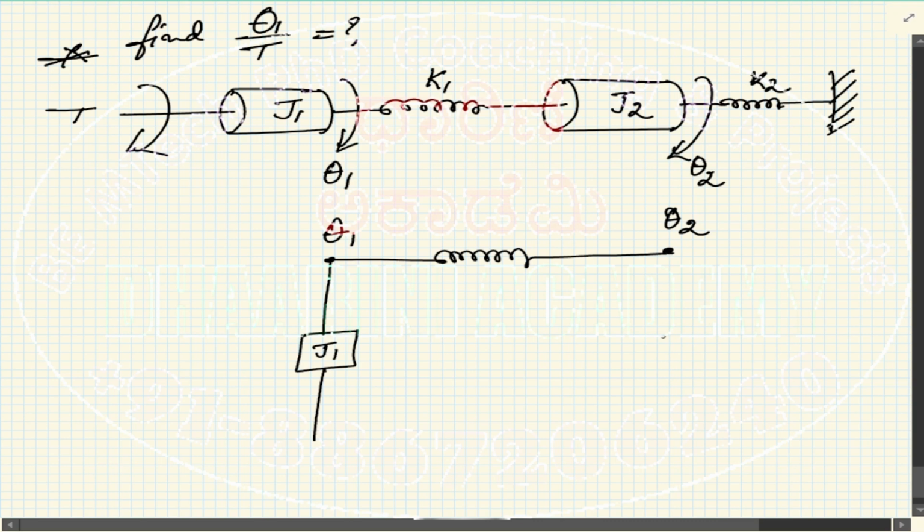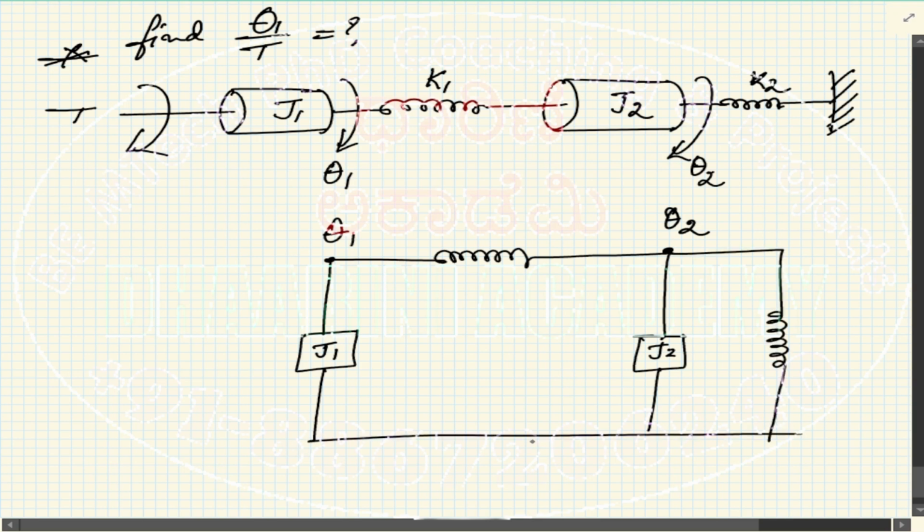All right. So this is the J2. And you see the theta 2 is also connected to K2. K2 is not between theta 2 and theta 1. So yes, reference means it's ground, right? So actually in an electric network, this could be the ground.